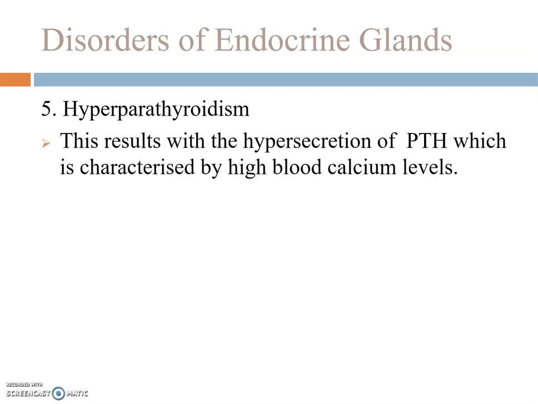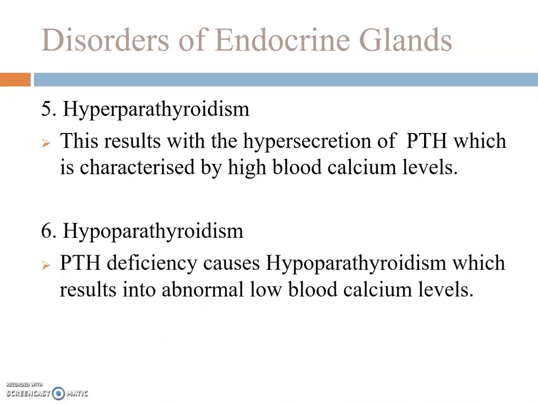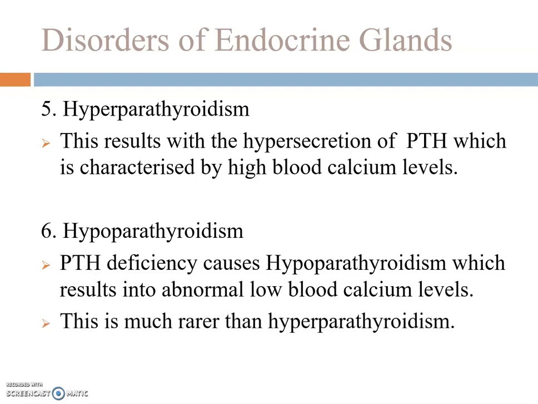Hyperparathyroidism. Excess secretion of parathyroid hormone, which is characterized by high blood calcium level, is called hyperparathyroidism. Hypoparathyroidism. Deficiency of parathyroid hormone results in abnormally low blood calcium level. This is much rarer than hyperparathyroidism.